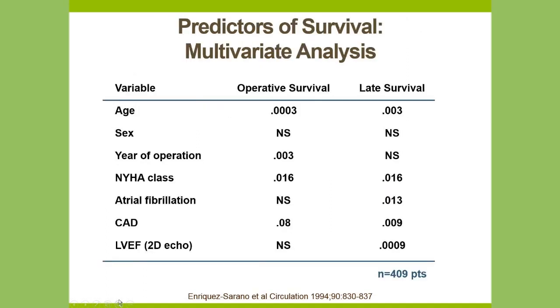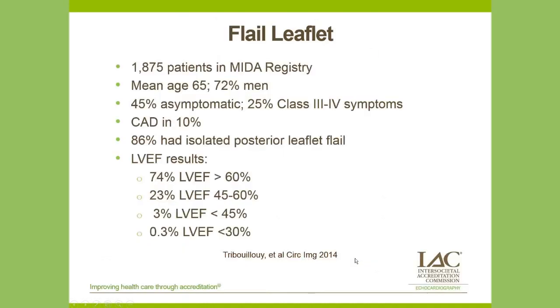And that's important too. So in this big study from the Mayo Clinic, the things that predicted your survival, or your lack of survival, I should say, were being older, having symptoms, having atrial fibrillation, having coronary disease, or having a low EF. And that low EF in mitral regurgitation is below 60. Again, we're talking about primary MR here.